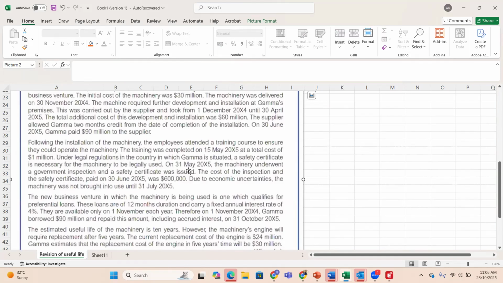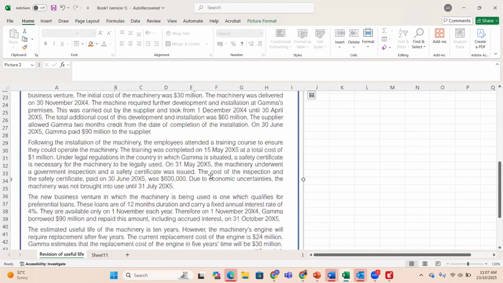31st May. Why July? On 31st May 20X5, the machinery underwent a government inspection and the safety certificate was issued. I got the safety certificate. I got it installed. But due to economic uncertainties, the machinery was not brought into use. So what should I do with that information? After getting the safety certificate on 31st May, isn't it available for use? Correct? Just that we are not using it, would it be any grounds for not depreciating it?